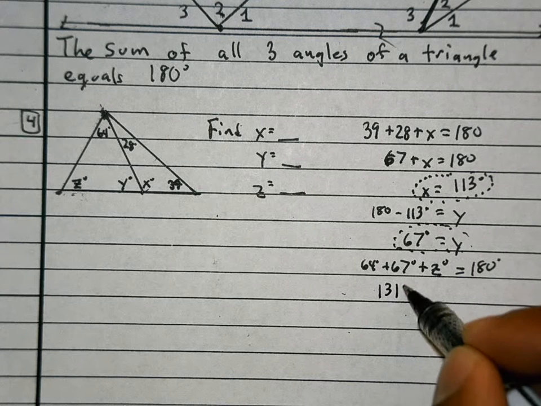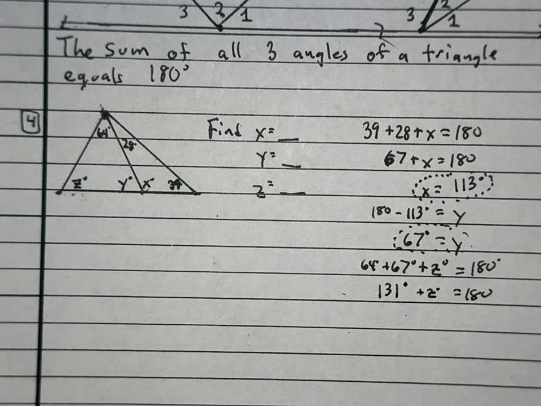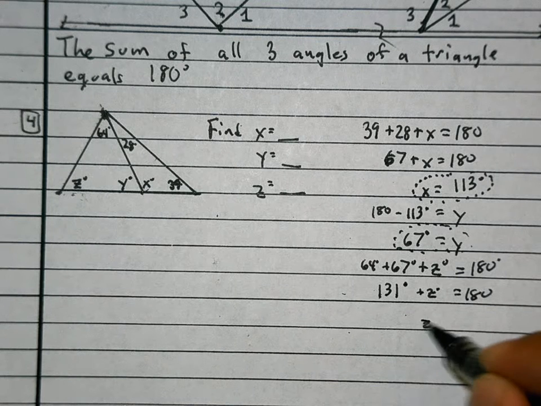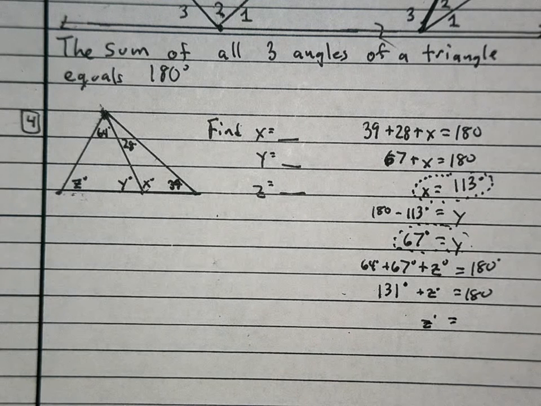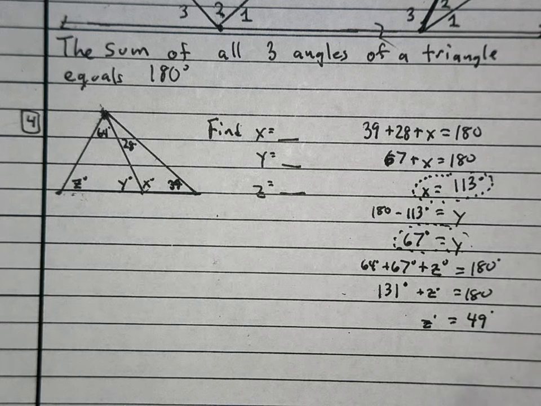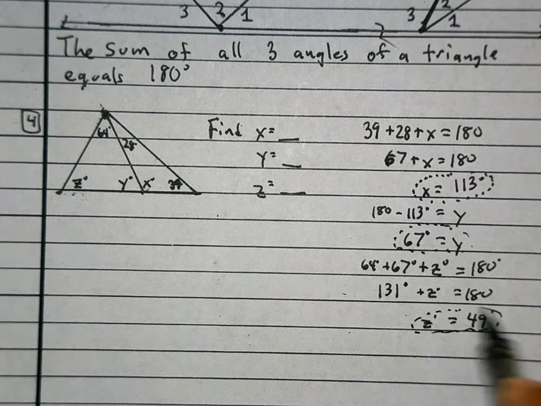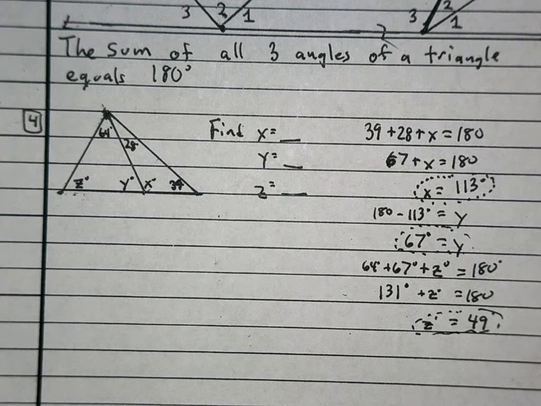131. You go ahead and work it out. Then use the subtraction property of equality. I'm going to ask everybody, Ray. If you got 49, raise your hand, please. Ooh, that's over 50%. Good job. And we found all three angles.